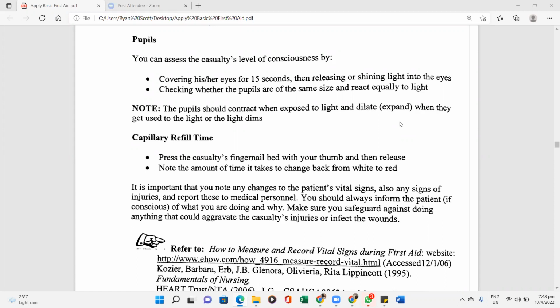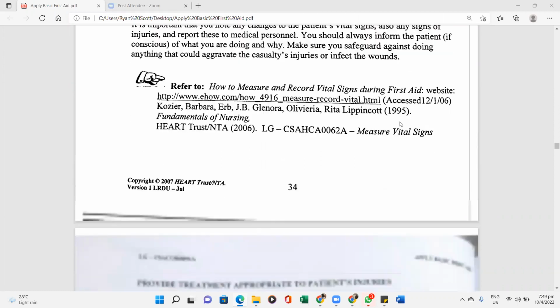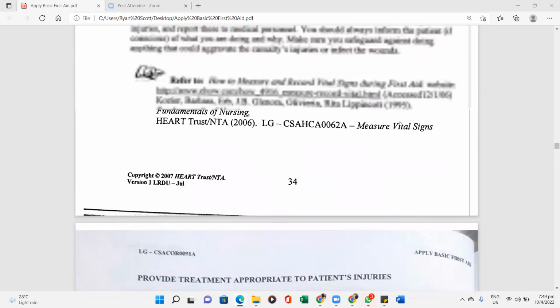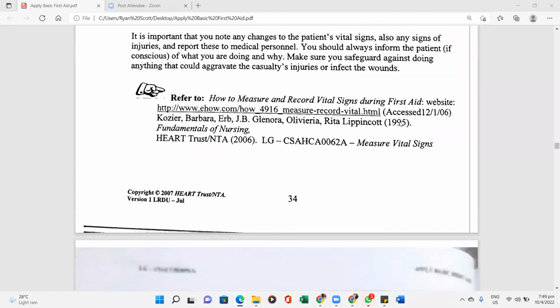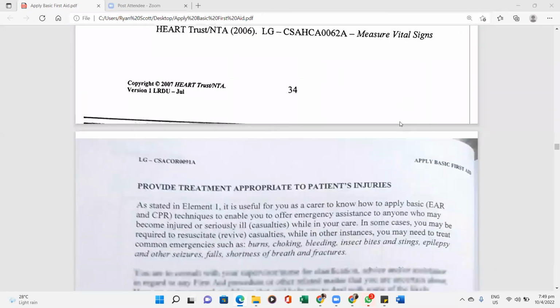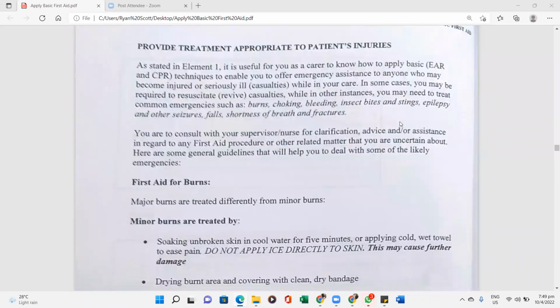It says capillary refill now. Press the casualty's fingernail bed with your thumb and then release. Note the amount of time it takes to change back from white to red. Okay, scroll down. If it's greater than 2 seconds for it to change back to red, it means that it's a delayed capillary refill. All right? All right, stop.